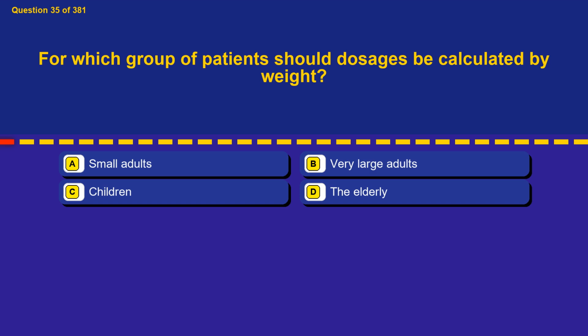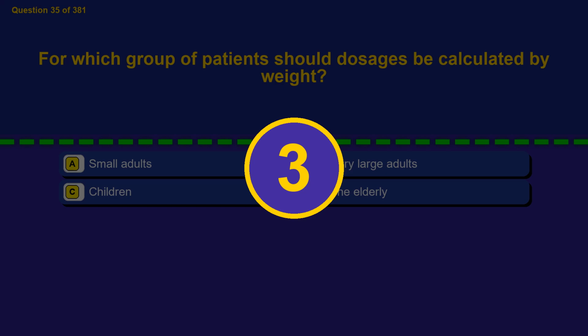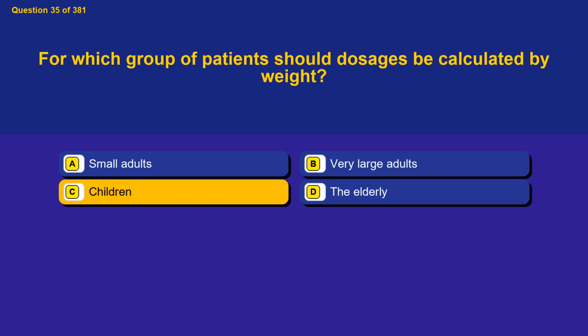Question 35. For which group of patients should dosages be calculated by weight? Option A, small adults. Option B, very large adults. Option C, children. Option D, the elderly. The correct answer is option C, children.